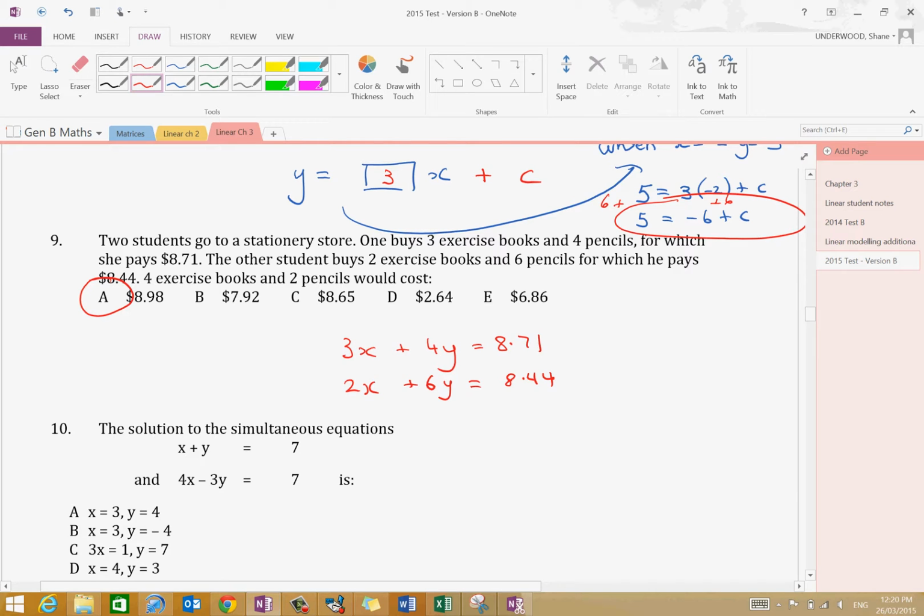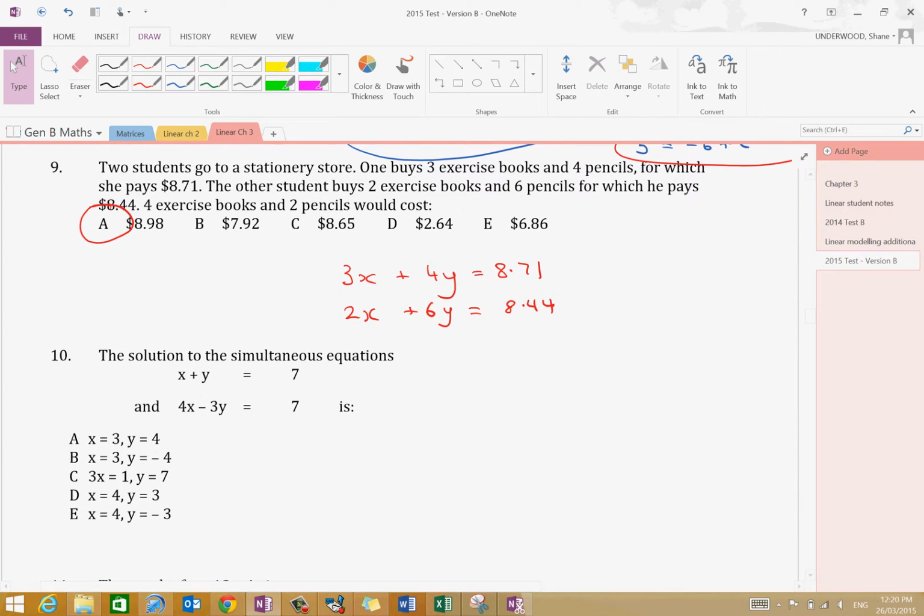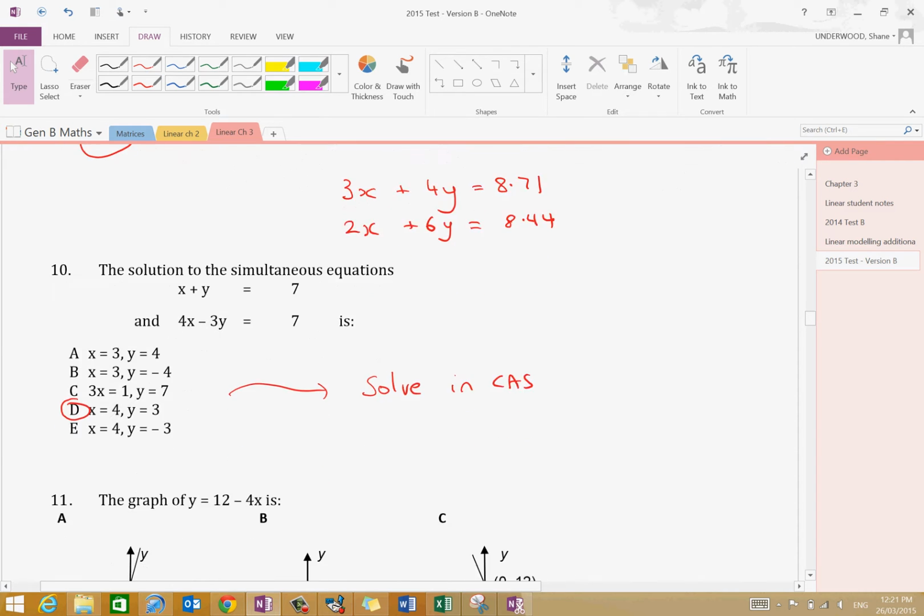All right. That was done better than I thought, actually. The solution to this, once again, is the same thing that I've just done there, solving a system of equations. As it turns out, I think it was x is equal to 4, y is equal to 3. But this is solving a system of linear equations, solving with CAS. So I'm not going to do that again.